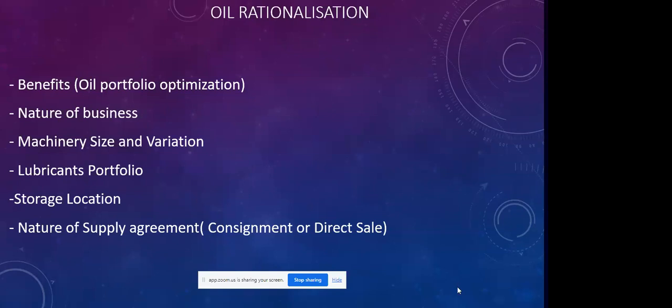And in choosing your supplier, you also have to look at a supplier that has modern lubrication technology and high spec lubricants that can speak to the issues of rationalization. Then the nature of your supply agreement: are you doing consignment or direct sale? It's easier to do rationalization when you are running a consignment supply agreement than a direct sale.